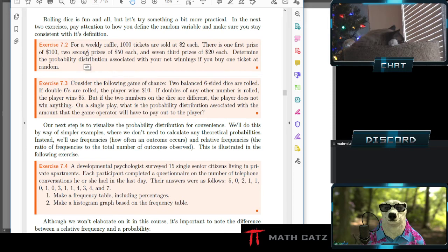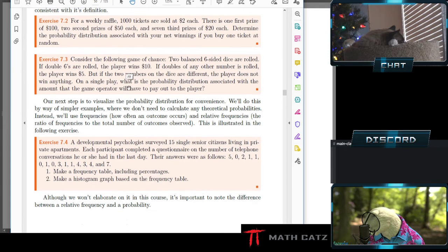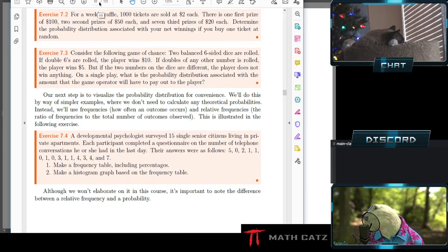All right. So let's get a little bit more practical. Rolling dice, it says here in the book, is all good and well, but sort of academic exercises, really. So let's look at something like 7.2. For a weekly raffle, 1,000 tickets are sold at $2 each.